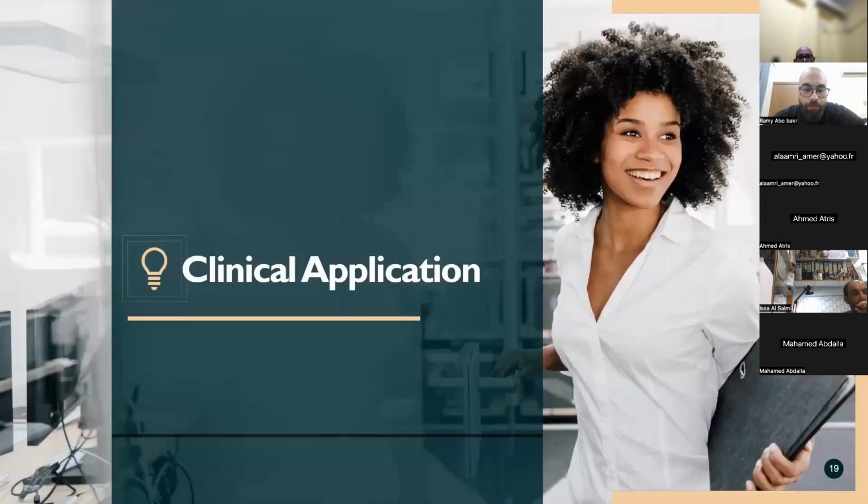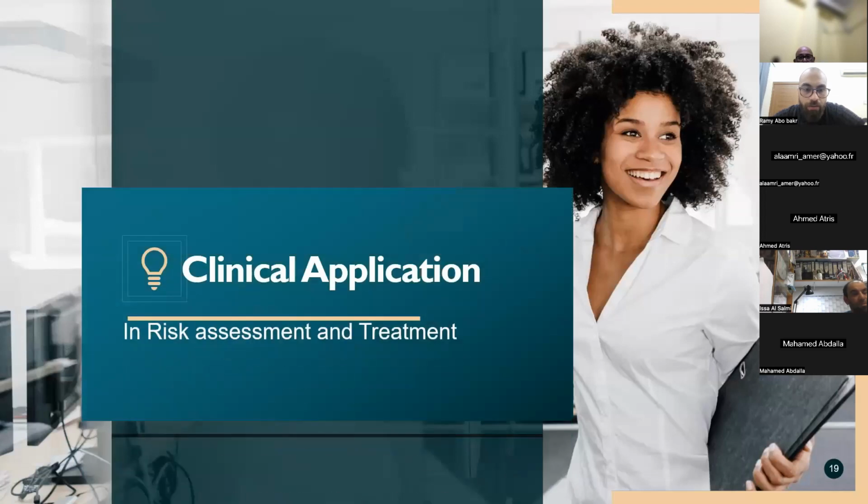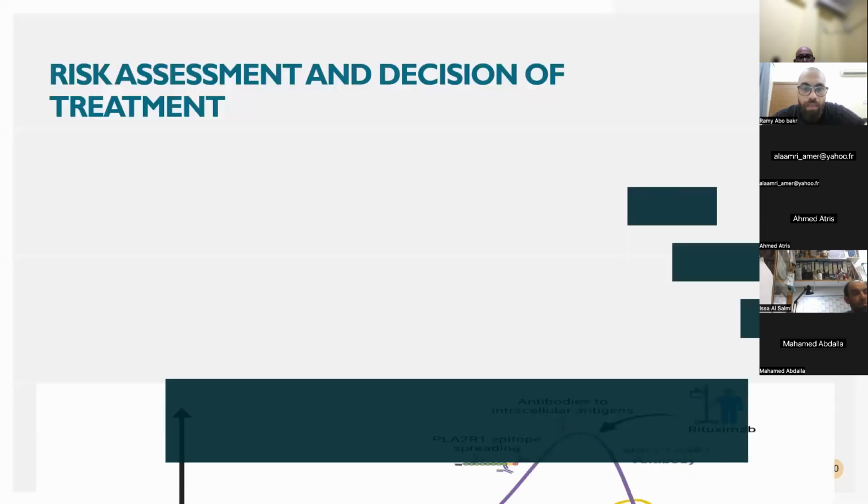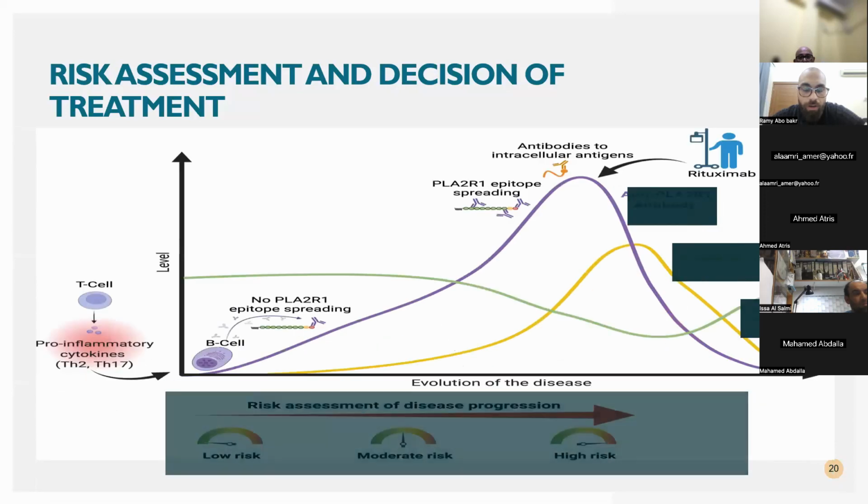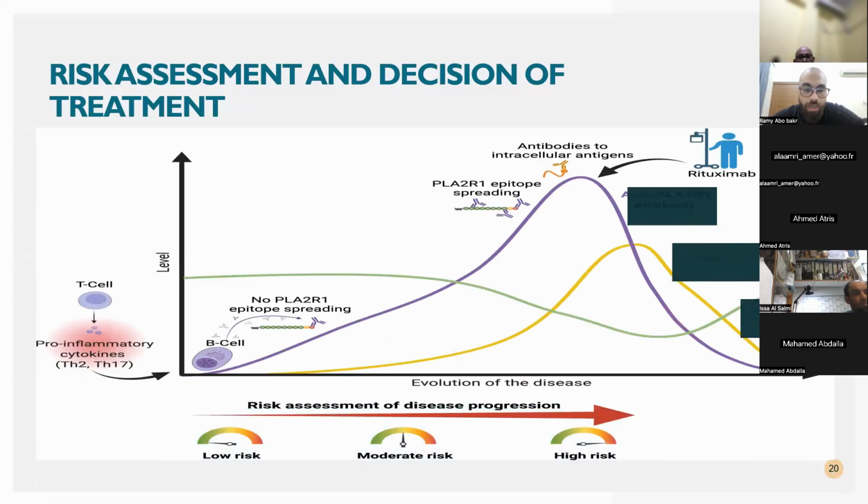Regarding the clinical application of this test in risk assessment, as we can see here, we can divide our cases into three main categories. We can consider our patient as low risk, moderate risk, or high risk, based on three main risk factors. Number one, the antibody titer. Then we have proteinuria, and we have the glomerular filtration rate. If you have a high antibody titer, heavy proteinuria, and low GFR, this patient can be considered high risk, and the opposite can be considered low risk.